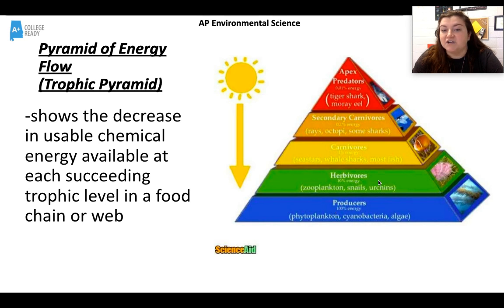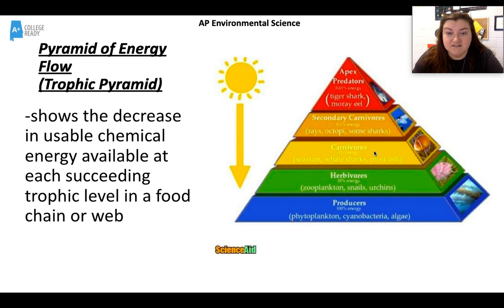But then when you move up to herbivores, things like zooplankton, snails, urchins, these are going to be things that are going to be eating only the producers. They're only eating those plants. They only have 10% energy. So we've gone from 100% to 10%. Carnivores, who are going to be the meat eaters, obviously they're eating these herbivores. They only have 1% energy.